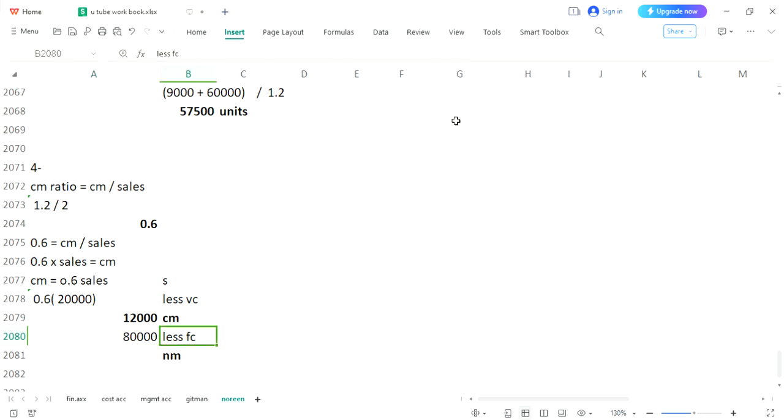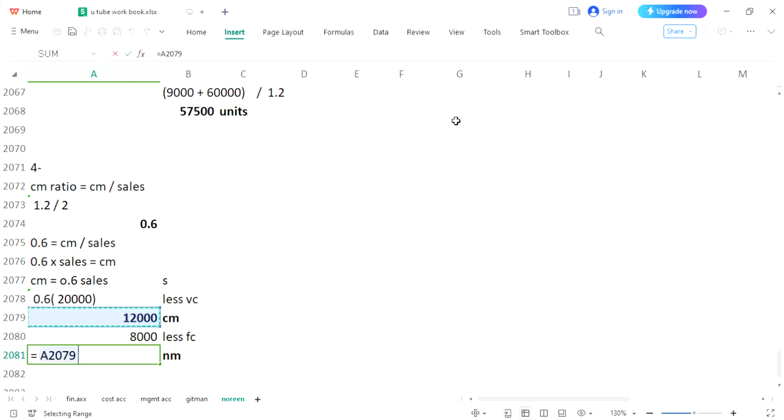Fixed cost was increased by 8,000. This was given in the question. Now what change would come in net margin? Net margin is actually the difference between contribution margin and fixed cost. Contribution margin 12,000. To calculate the difference, we will subtract fixed cost, which is 8,000. So this is our change in contribution margin. This is the change in net margin.